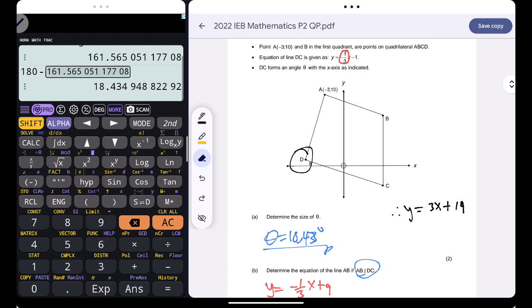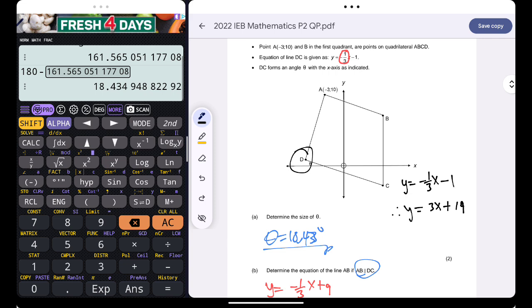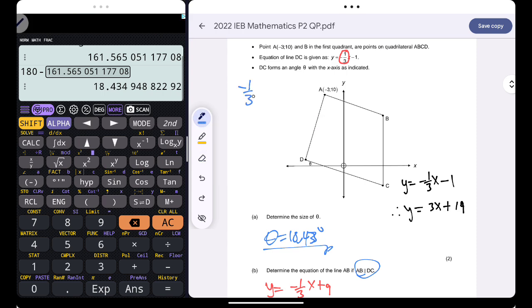Remember that this is the equation of AD, né? And the equation of DC was given to us as equal to negative 1 over 3x minus 1. I can just equate the two equations and solve for x. So I'll simply have negative 1 over 3x minus 1 is equal to 3x plus 19. Are we together?